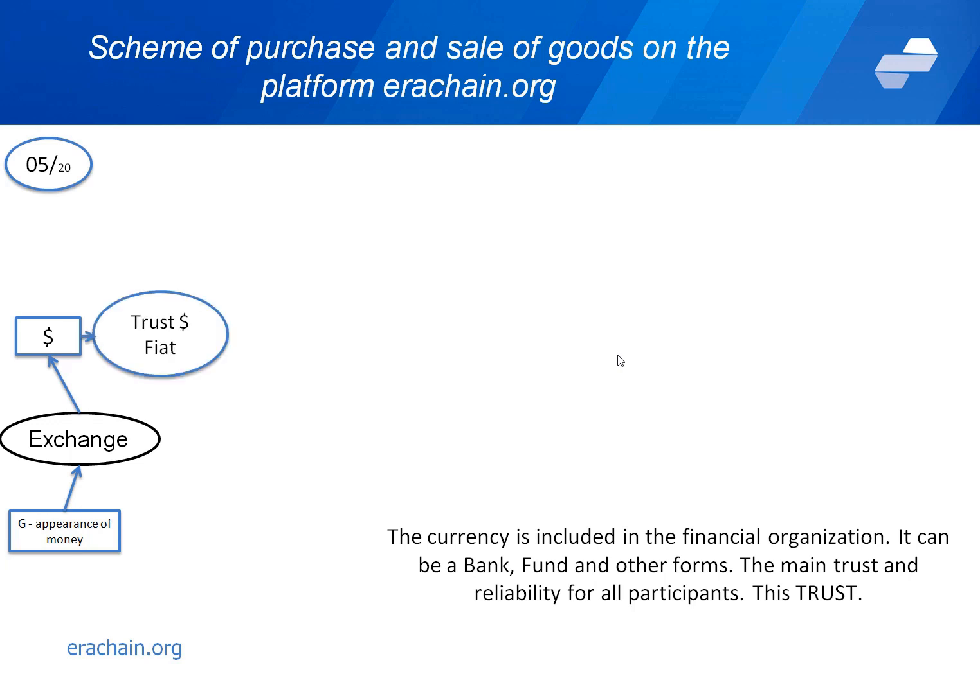The currency is included in the financial organization. It can be a bank, fund, and any other forms. The main thing is trust and reliability for all participants, this trust.